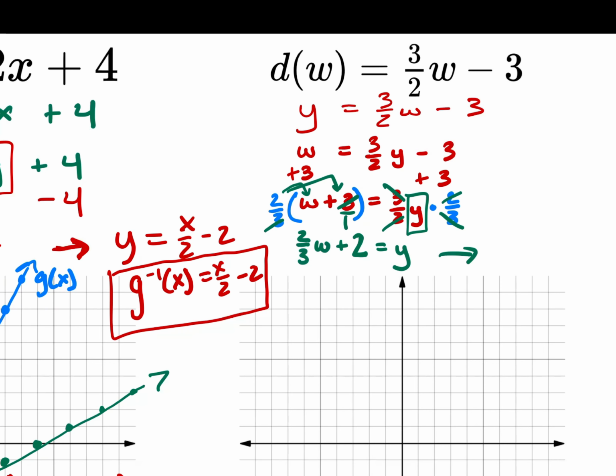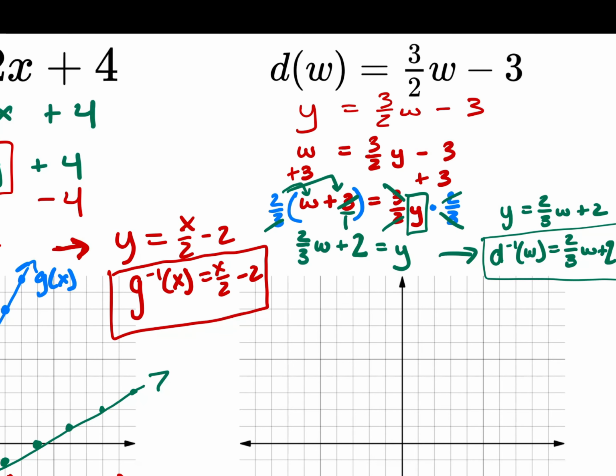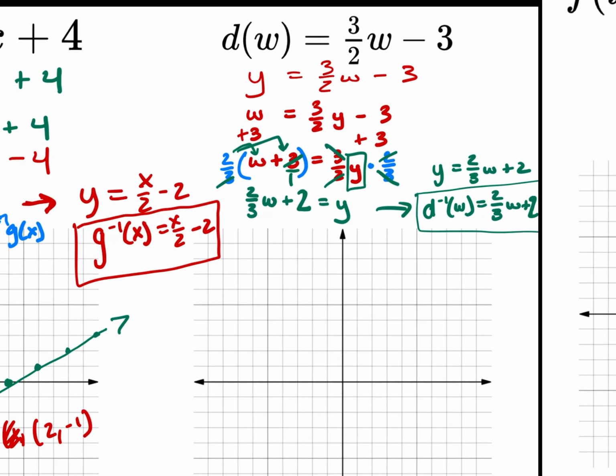Now I'm going to convert that back. I'm going to move my y to the left side. So y equals 2 over 3w plus 2. And I'm going to put this in terms of the inverse function notation. So d of negative 1 of w equals 2 over 3w plus 2 at the end there. Okay. And that would be that inverse function notation. And make sure you go all the way. Don't just leave it at y, because then I don't really know that's the inverse function and which function it's the inverse of.